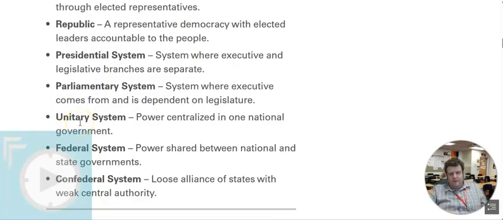Another way of talking about governments and how they're organized is with the unitary system versus a federal system. When you're talking about a unitary system, we're talking about power centralized in one national government. There's a central government that runs the show. Whereas a federal system is power shared between national and state governments. These responsibilities and powers of government are divided up.